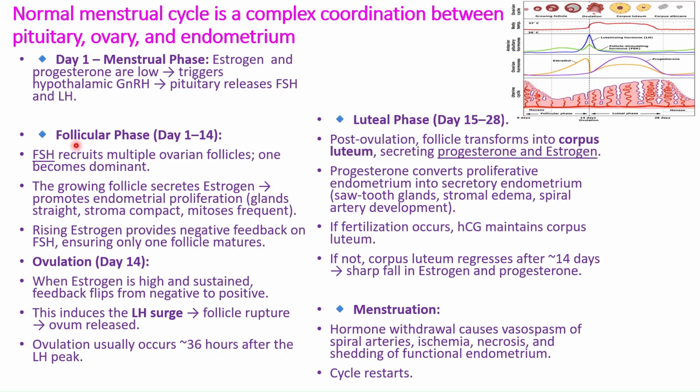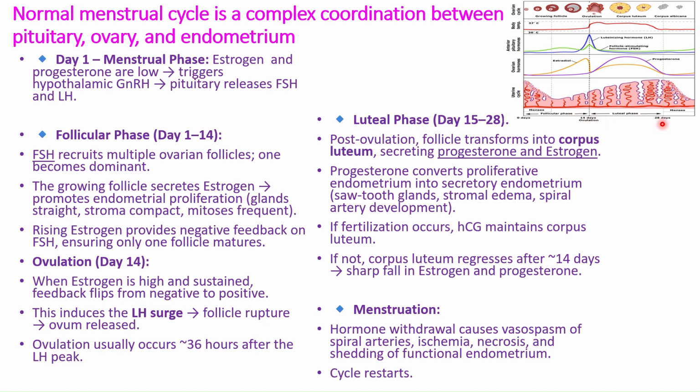So the first phase is the follicular phase, which is from day 1 to 14, where FSH recruits multiple ovarian follicles and one becomes dominant. The growing follicle secretes estrogen, which promotes endometrial proliferation, where glands are straight, stroma is compact, and mitoses are thick. This rising estrogen provides negative feedback on FSH, ensuring only one follicle matures.